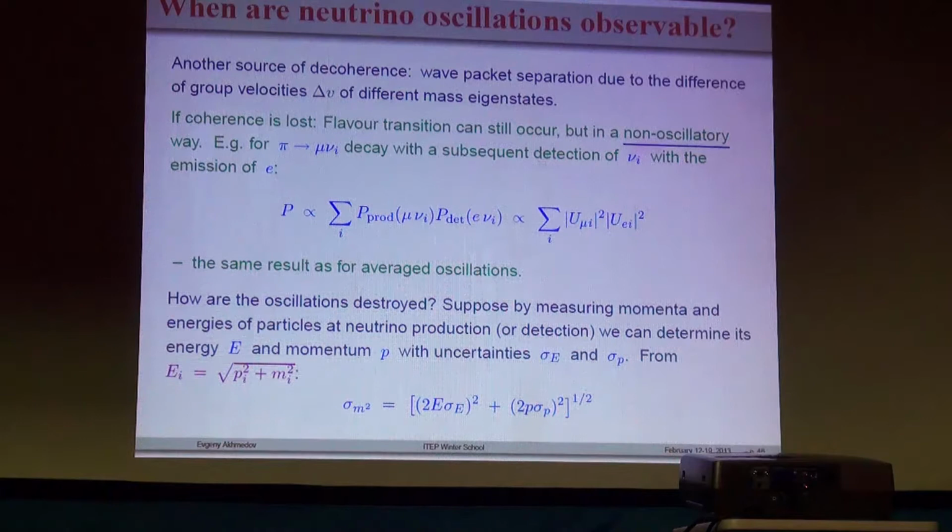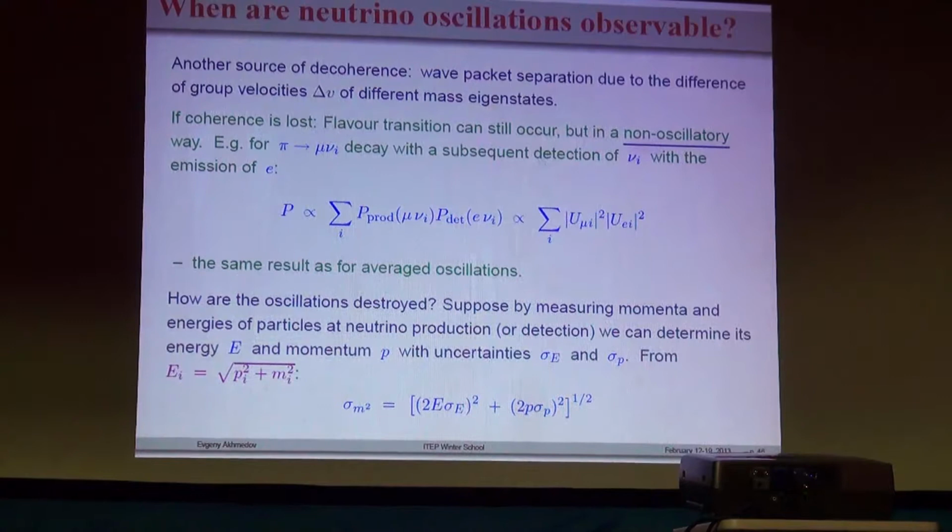And the answer is that in practically all processes we know, the coherence of neutrino production and detection is very well satisfied. And the reason for this is that neutrinos are very, very light. The masses are so small, and of course, if masses are small, the mass squared differences are also very small. So it's very difficult to find an example in which the coherence of neutrino production or detection can be violated.